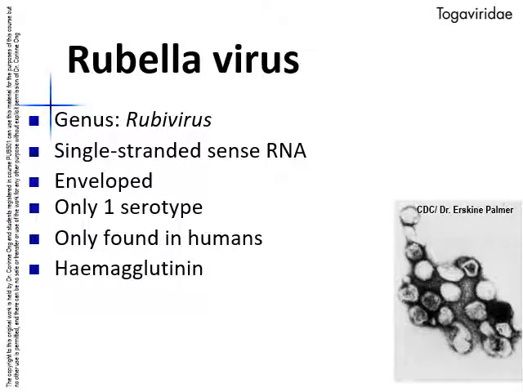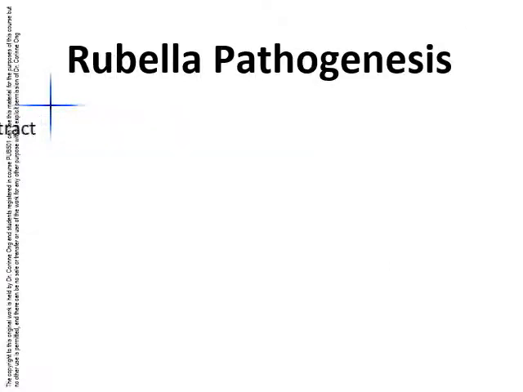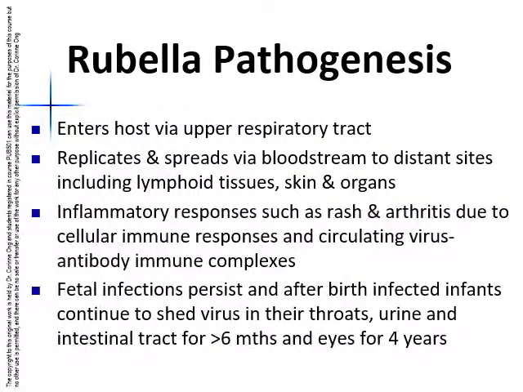The rubella virus belongs to the Togaviridae family in the rubivirus genus. It is an enveloped single-stranded sense RNA virus with hemagglutinin for attachment. There is only one serotype, and the rubella virus is only found in humans. The virus enters the host via the upper respiratory tract, then replicates and spreads via bloodstream to distant sites including lymphoid tissues, skin, and organs. Inflammatory responses such as rash and arthritis present due to cellular immune responses and circulating virus antibody immune complexes.